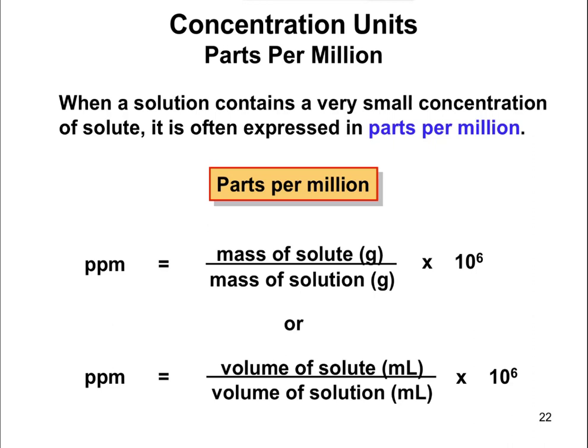And then the other thing is the units. It can be in grams, kilograms, or micrograms. The volume can be in liters or milliliters or microliters, as long as the units match for both, because our goal is to cancel out those units and then multiply by a million. And that's what we define as parts per million.